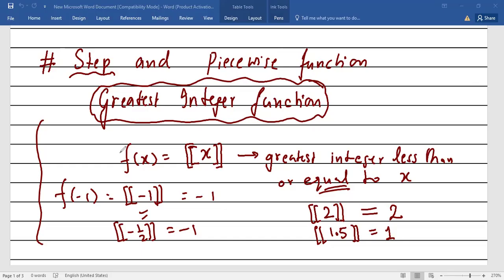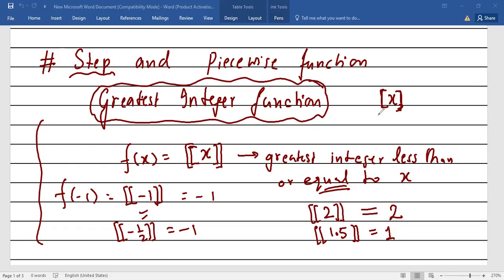Why do you use two brackets? This is just a symbol. In many books you can get just one bracket only. It will always be mentioned in the question that it is the step function or the greatest integer function. But maybe you will not get that, and just a bracket will be there. Then in that case you have to understand that this is the greatest integer function.